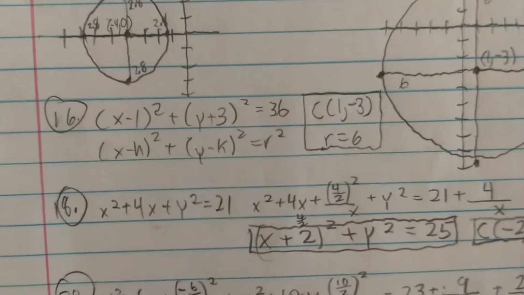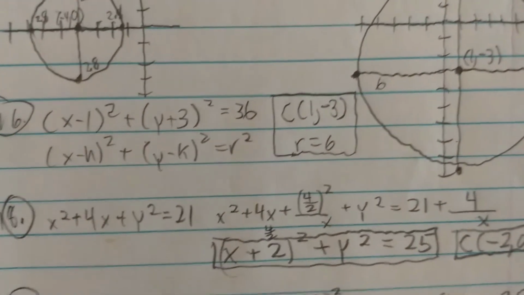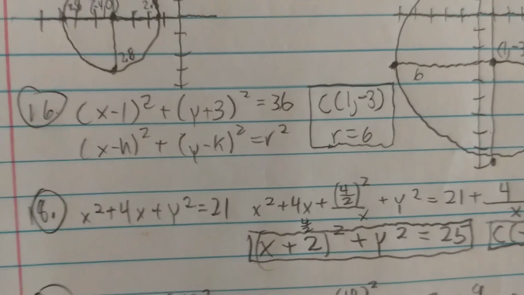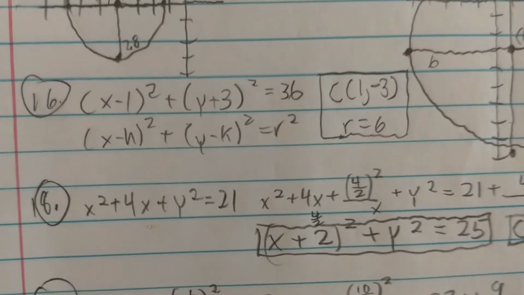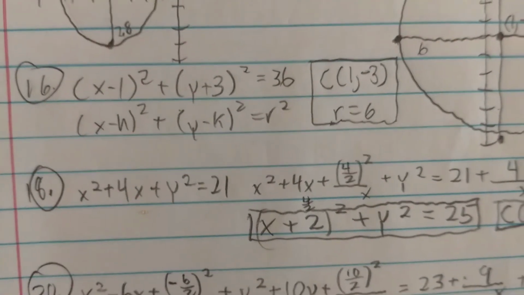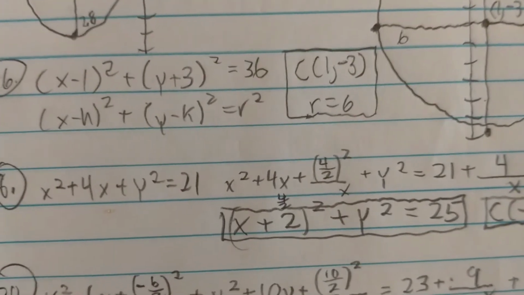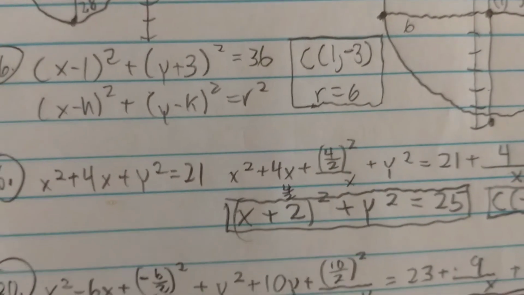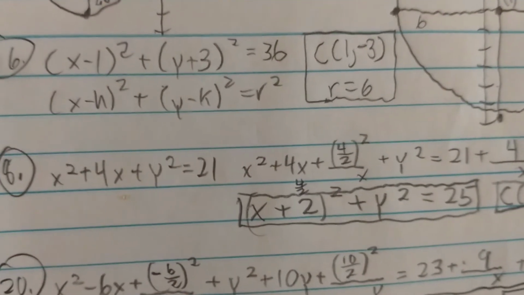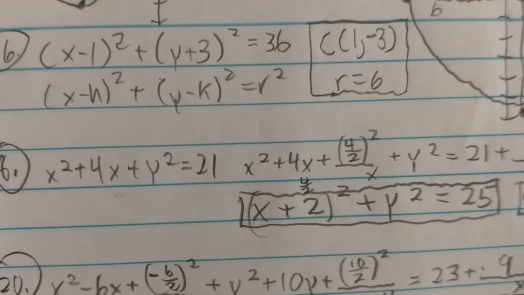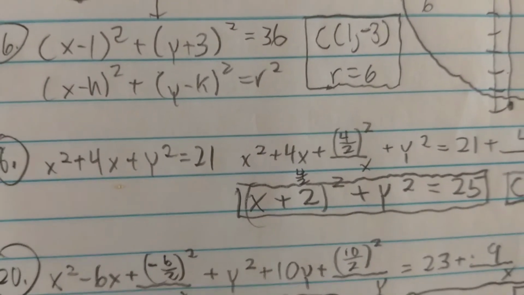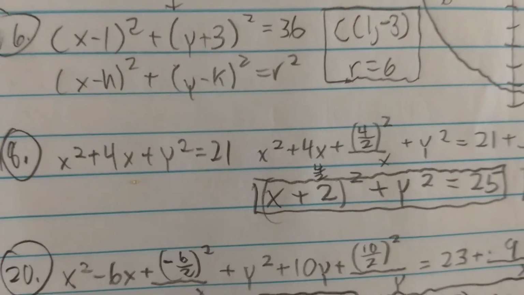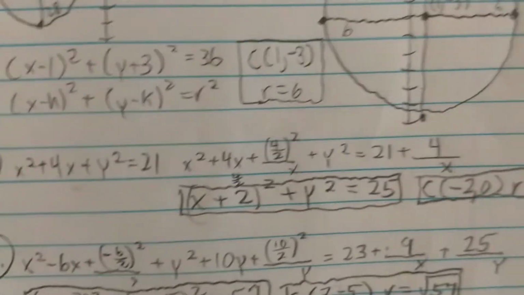Now for 16, the last one to draw is (x minus 1) squared plus (y plus 3) squared equals 36. So I think we can see our h is 1 because it's minus 1. Our k is negative 3 because it's plus 3 squared. So our center is (1, negative 3). And for our radius, r squared equals 36, so r equals 6.